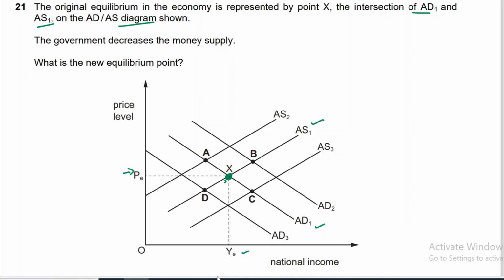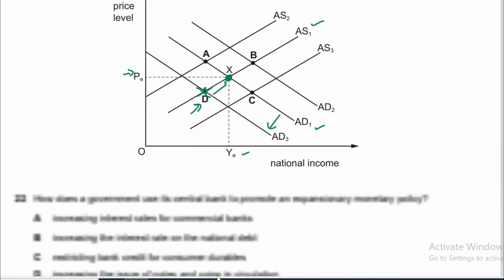Money supply is basically part of demand side policy, and if government decreases money supply, it means people now have less money, and when they have less money, they spend less as well. So what is the new equilibrium position? Aggregate demand will fall, because when people don't have a sufficient amount of money, they will purchase less. So when aggregate demand moves to AD3 and AS1 remains the same, then AS1 and AD3 intersect each other at point D. So D is the new equilibrium position.